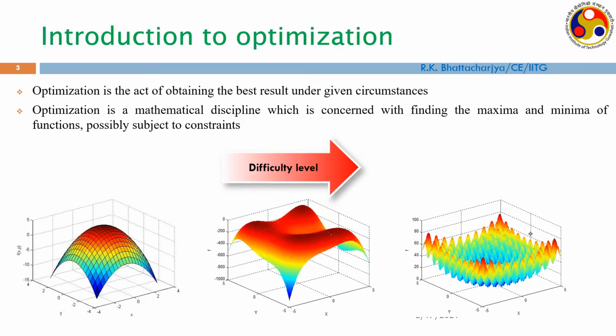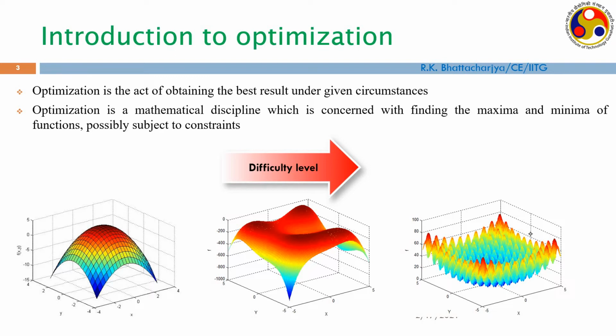So this is a two-dimensional problem. If you look at the first problem here, I think we have already discussed what optimization is. Optimization is the act of obtaining the best result under given circumstances. It is a mathematical discipline concerned with finding the maxima and minima of a function, and probably you have some constraints.